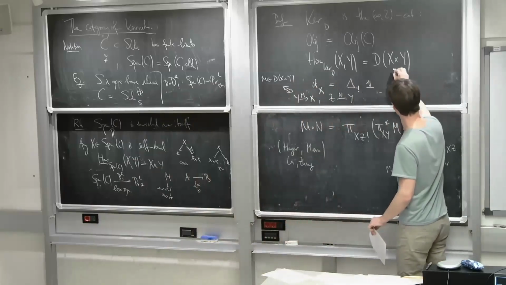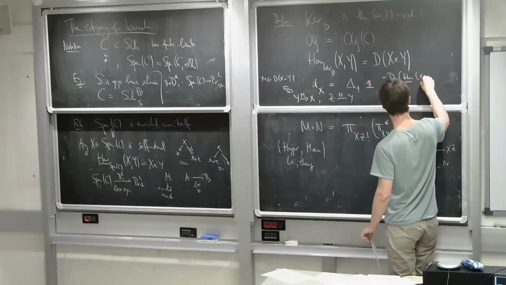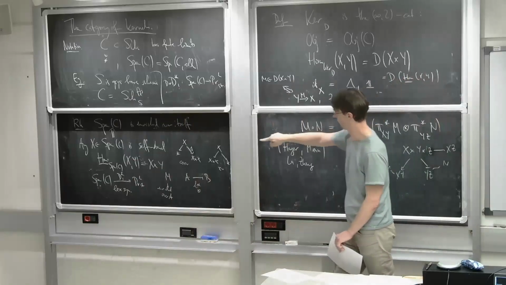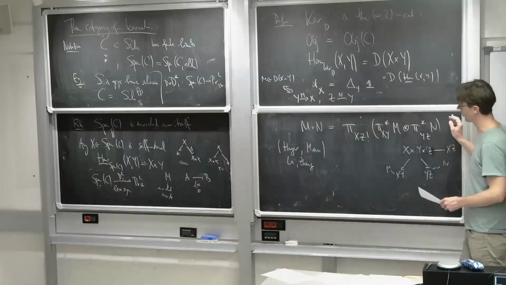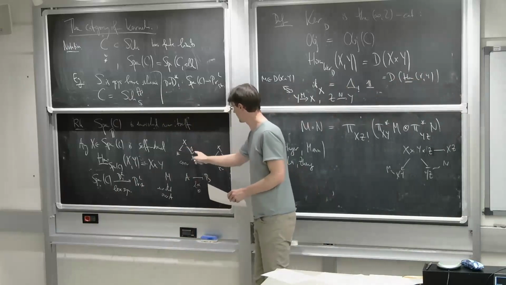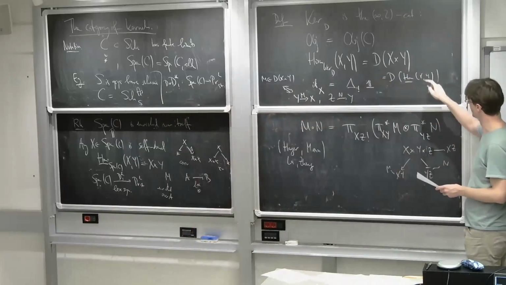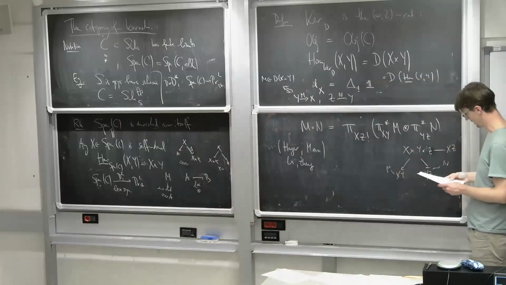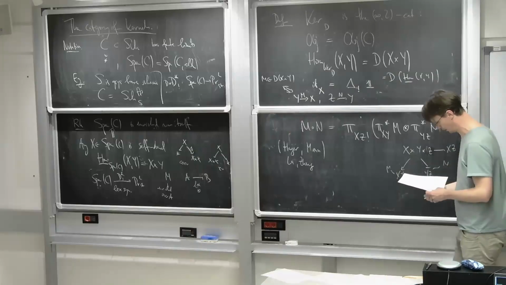Because you see, this is kind of, if you wish, D of the internal Hom from X to Y. So, what I'm trying to say here is there is a nice little input here, this self-duality, and then a little bit of abstract nonsense in order to make this into a well-defined definition.